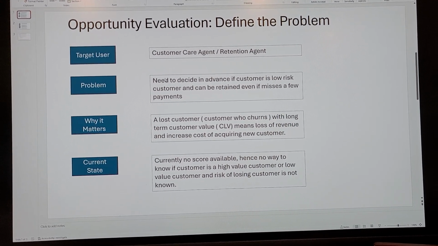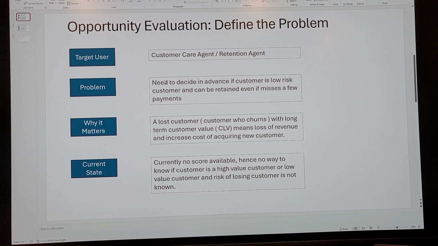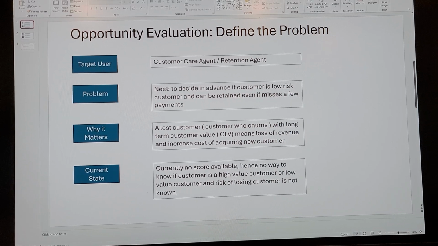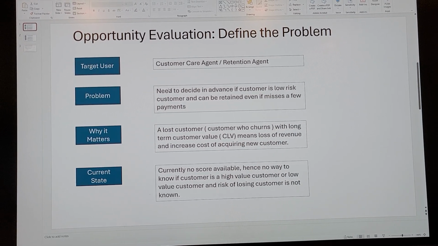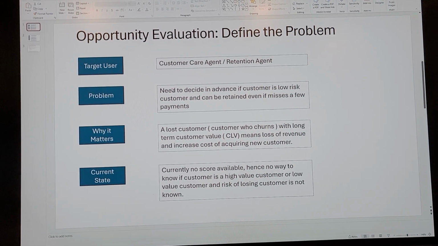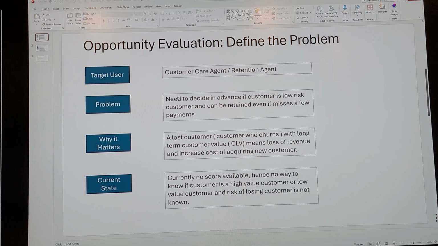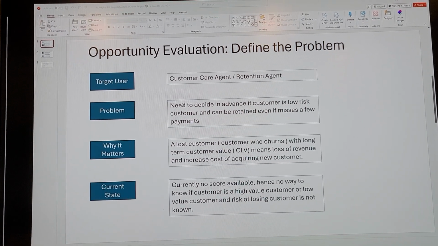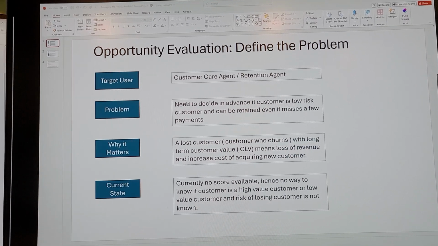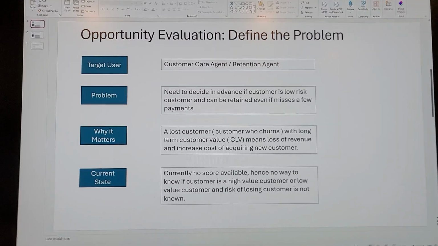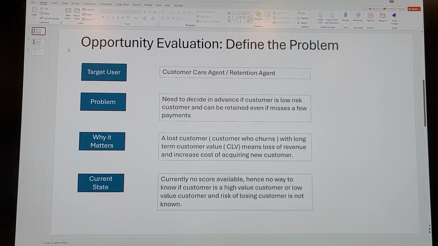The current state of the problem leads into an issue where, because there is no score available, the customer agent or the retention agent doesn't have any clue how valuable the customer is. So the CLV is not known and the risk associated is not known. They wouldn't know how much the customer is bringing in, and the risk of losing that customer. So that's the current state without an ML model. And this is on a huge customer base of 35 million customers.